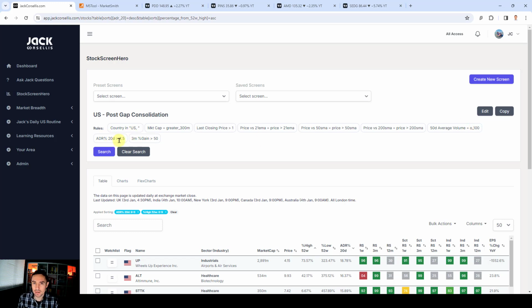ADR percentage, I want it above 2.5. If I just want to get the really quick stocks, then I could crank that up to like 3, 4, 5 if I want to. Obviously, if you remember, you can copy the screen and you can tweak this as well. Now I want the 3-month percentage gain to be greater than 50%.